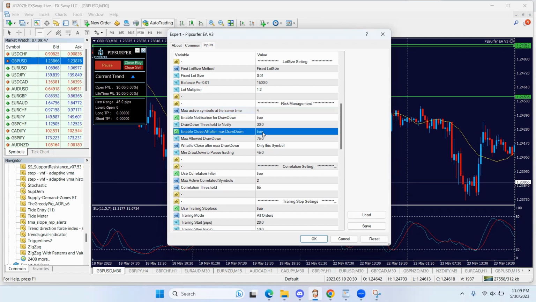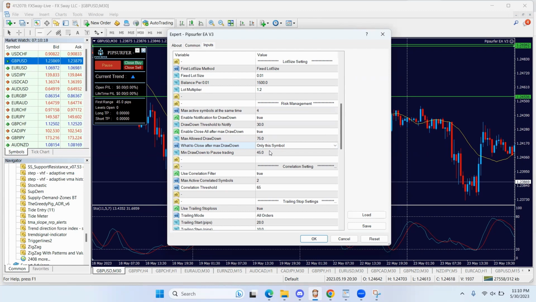Pay close attention to this. This is the enable close after max drawdown. These 4 settings are very, very important for your risk management. Enable close all after max drawdown means that if the drawdown gets to a certain amount for your account or the symbol, whichever you choose here. Right now it's set for only the symbol.